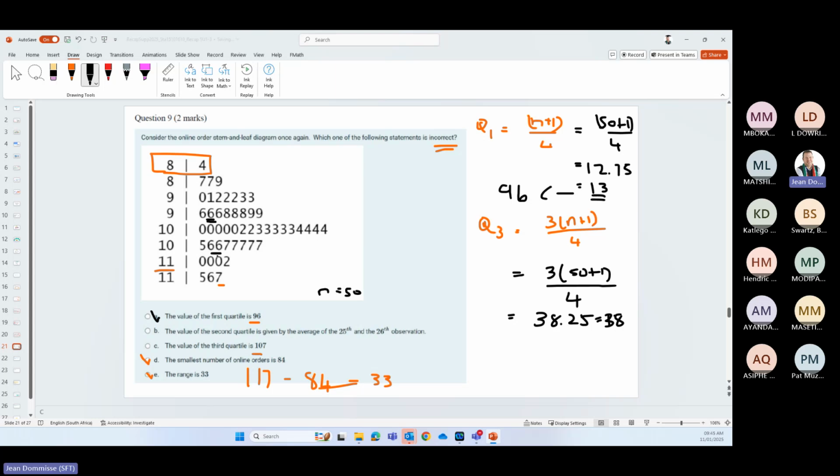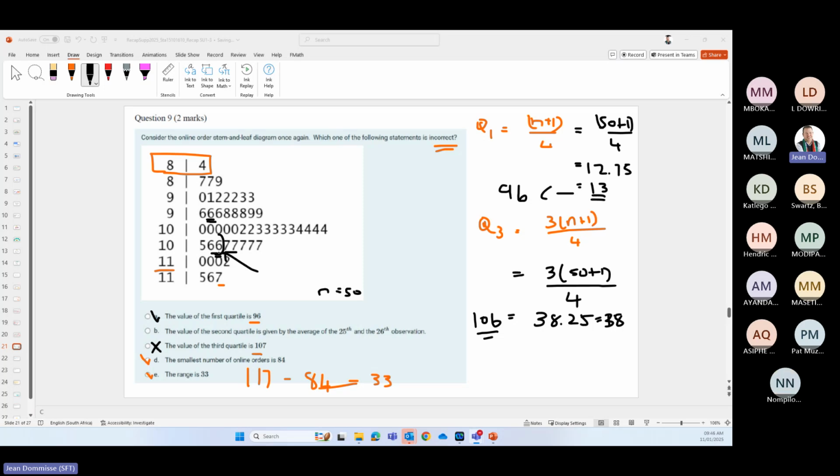The value of that is 106. Very easy, one can get to 107. So if you had rounded it up to 39, you would have gotten 107, but the incorrect one is then option 3 because it needs to be 106, because we're looking at that value, which is value 38.